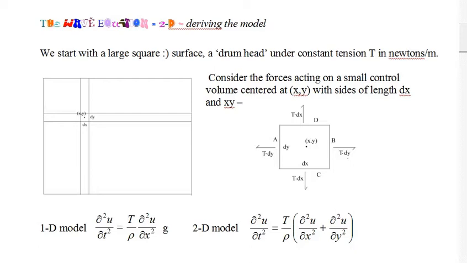Recalling the 1D model, that is, the acceleration of the string at point x equals T divided by rho, the string density, times the second spatial derivative of u, we might guess that the 2D model would be the acceleration of the surface at point x comma y equals T divided by rho, the density of the surface material, times the second spatial derivative of u with respect to x plus the second spatial derivative of u with respect to y, and we would be right. The derivation of the 2D model is exactly like the derivation of the 1D model for the horizontal and vertical directions, the two thin strips in the diagram, done independently and added.